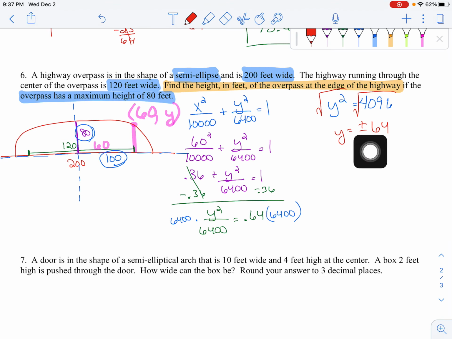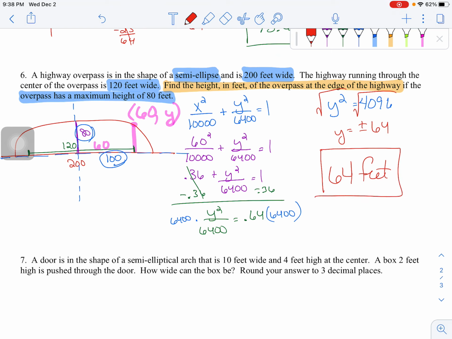All right, so this one actually worked out. There's no decimals here. It's kind of nice. What I do want to check for is, does the negative answer make any sense? And the answer would be no. The negative answer would be underground somewhere. And maybe that applies in a different situation, but not for this one, because we are talking about the maximum height, or the height, which is a positive value. So 64 feet.